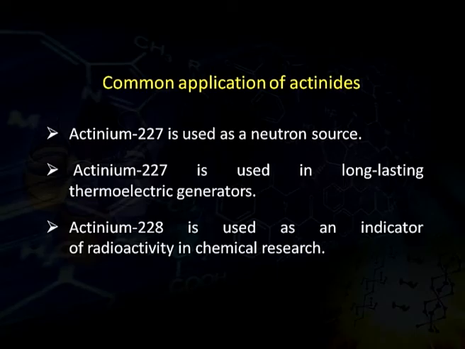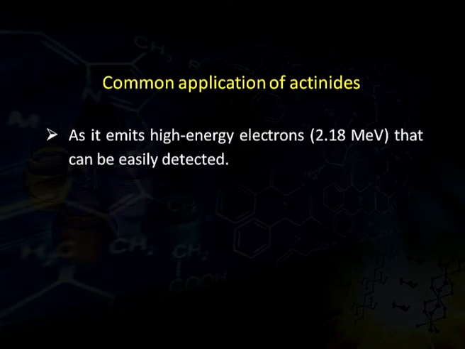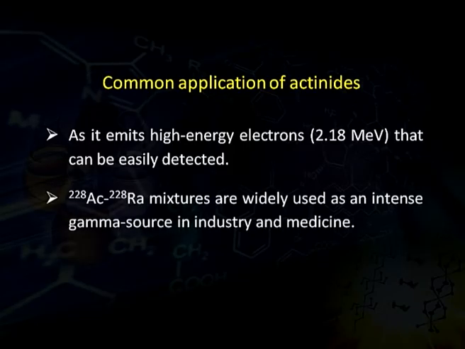Actinium 228 is used as an indicator of radioactivity in chemical research, as it emits high energy electrons of energy 2.18 million electron volts that can be easily detected. Actinium 228 and radium 228 mixtures are widely used as an intense gamma source in industry and medicine.